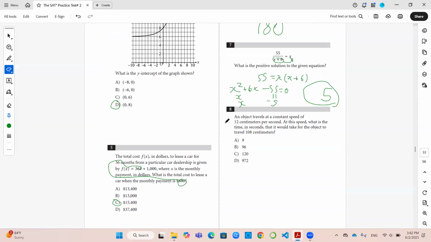An object travels at a constant speed of 12 centimeters per second. At this speed, what is the time in seconds that it would take for the object to travel 108 centimeters? So time is equal to distance over speed. So all we've got to do is 108 divided by 12. And the correct answer is 9. So A, A as in apple, is correct.